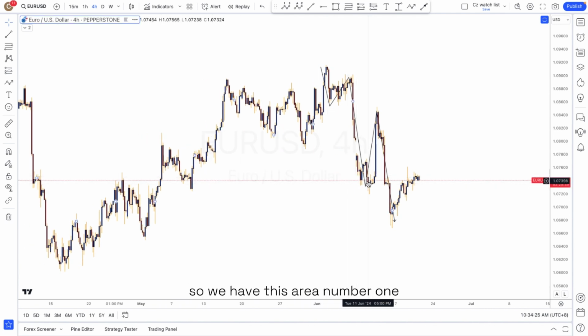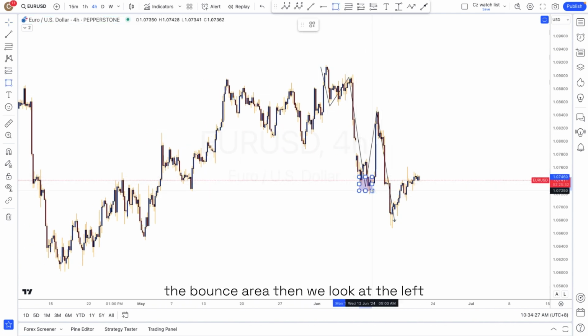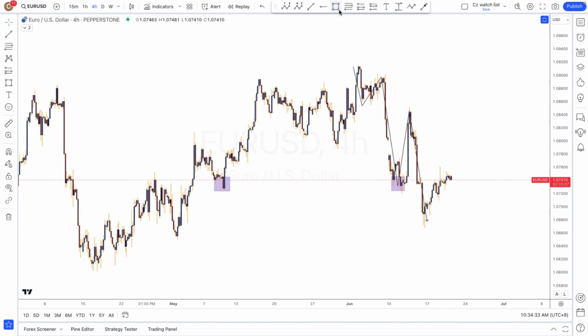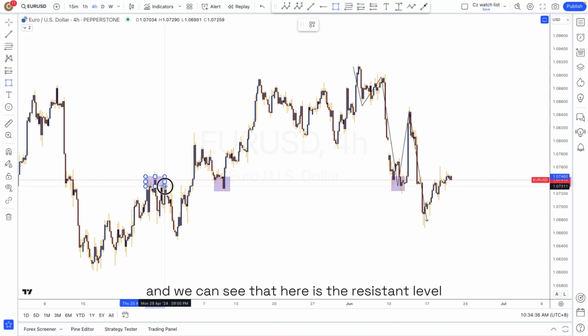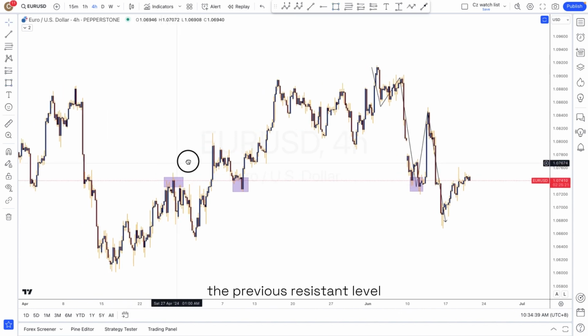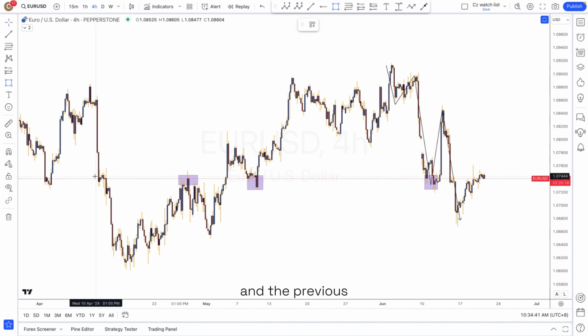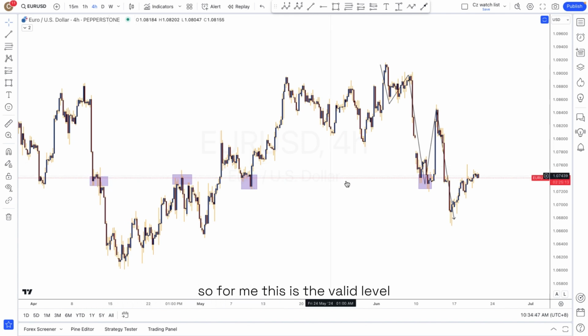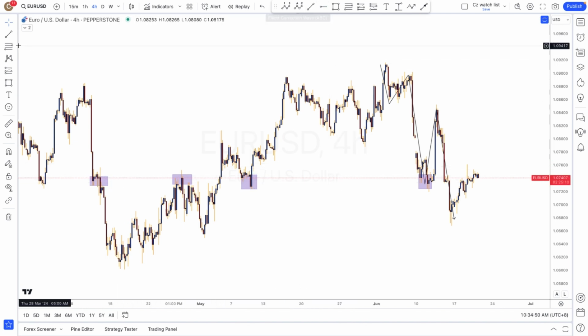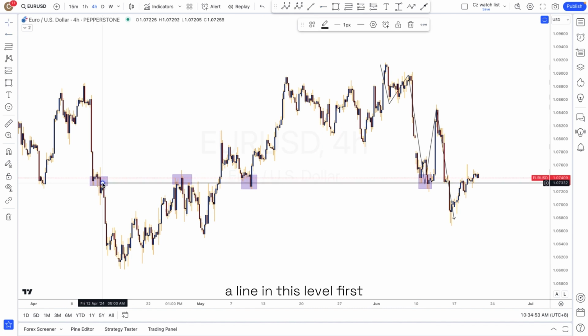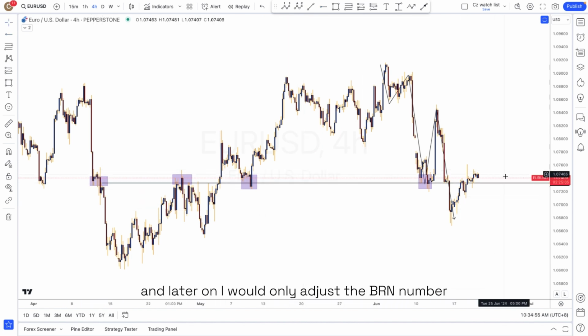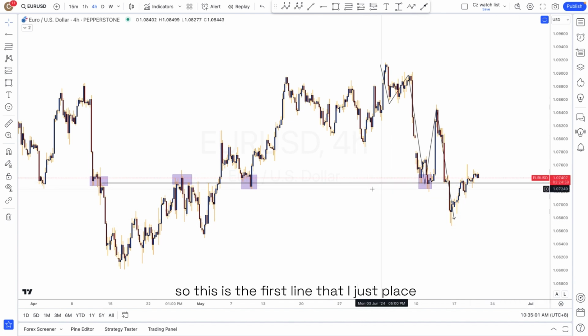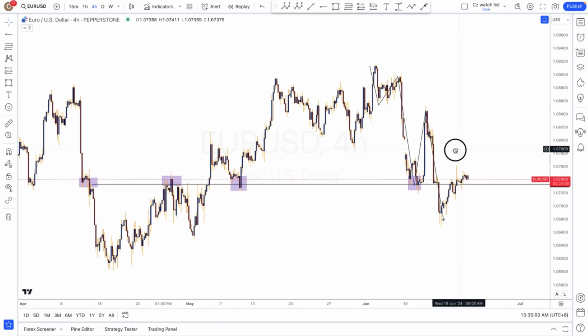So we have this area, number 1, the bounce area. Then we look at the left, the support, right? And we can see that here is the resistance level, the previous resistance level, and the previous support level as well. So for me, this is the valid level. So I will just place a line in this level first, and later on I will only adjust it to the BRN number. So this is the first line that I just placed.